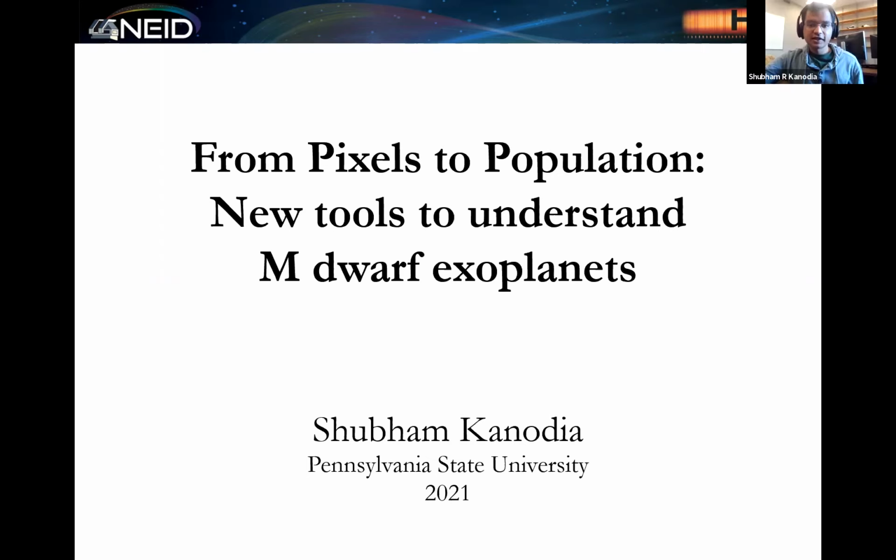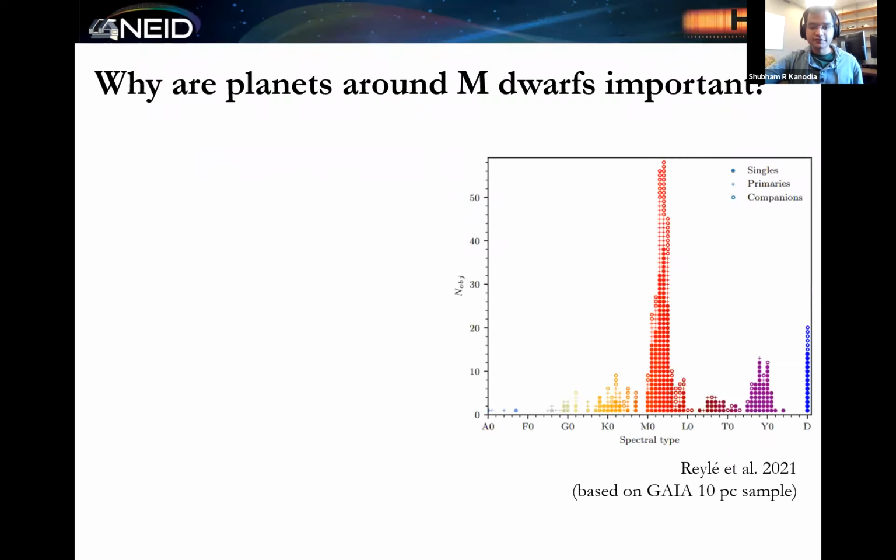Thanks for having me. So today I'm going to be talking about some of the work I've done during my PhD here at Penn State, which is mainly focused on dwarf exoplanets and basically starting from trying to find them to characterizing the populations. And that's what I mean by going from pixels to population and trying to understand them in a very holistic fashion. So let's get started. So why are planets around dwarfs important?